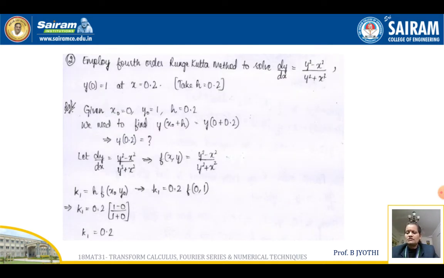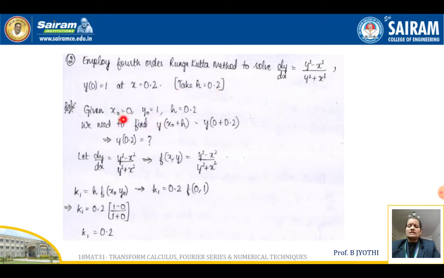Next, let's go for the second problem. Employ fourth order Runge-Kutta method to solve dy/dx = (y² - x²)/(y² + x²), where the initial condition is given as y(0) = 1 and x = 0.2. That means the h value should be taken as 0.2, because the difference between x₀ and x is 0.2, therefore h value is 0.2.